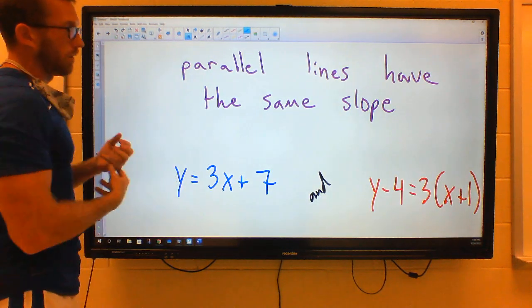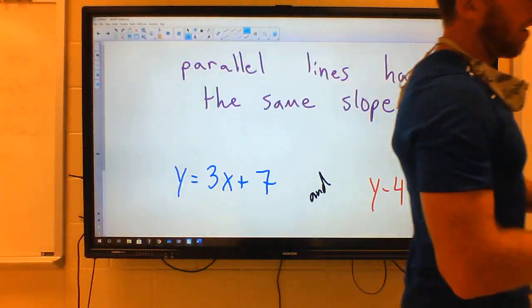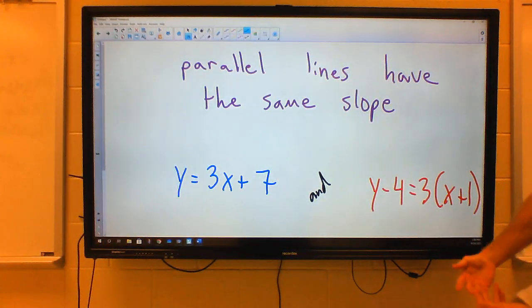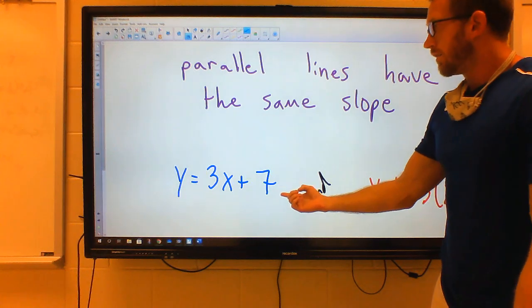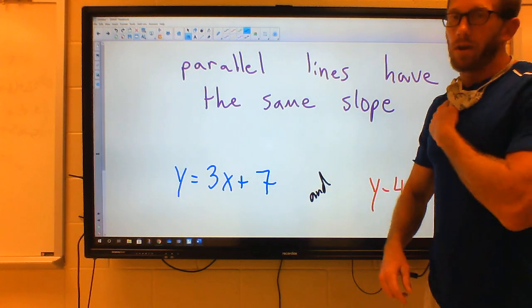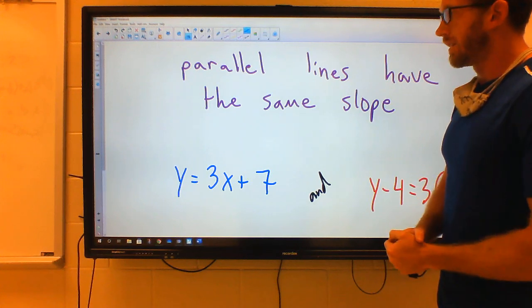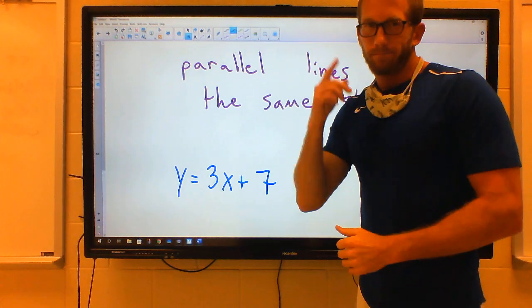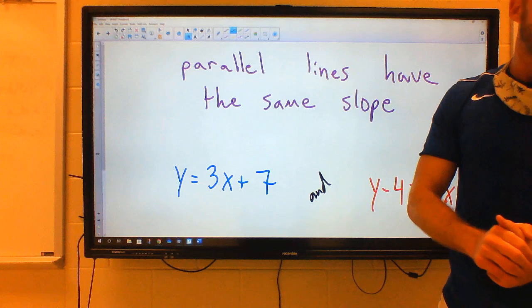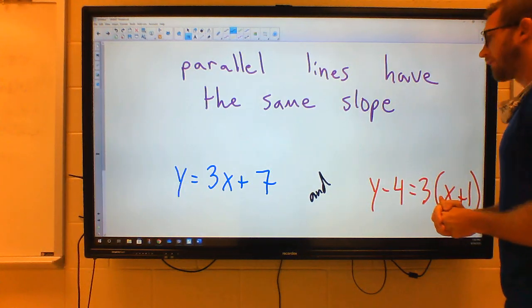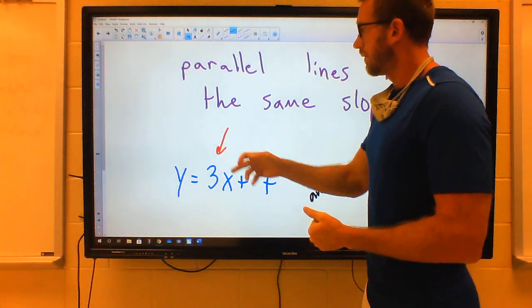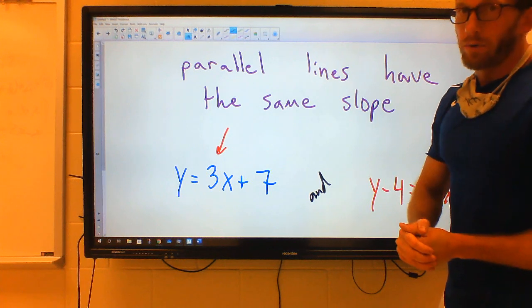And then here's an example of two lines that have the same slope. Specifically, this line is written in slope-intercept form. Okay? So we have y equals 3x plus 7. Our slope is 3 for this line.